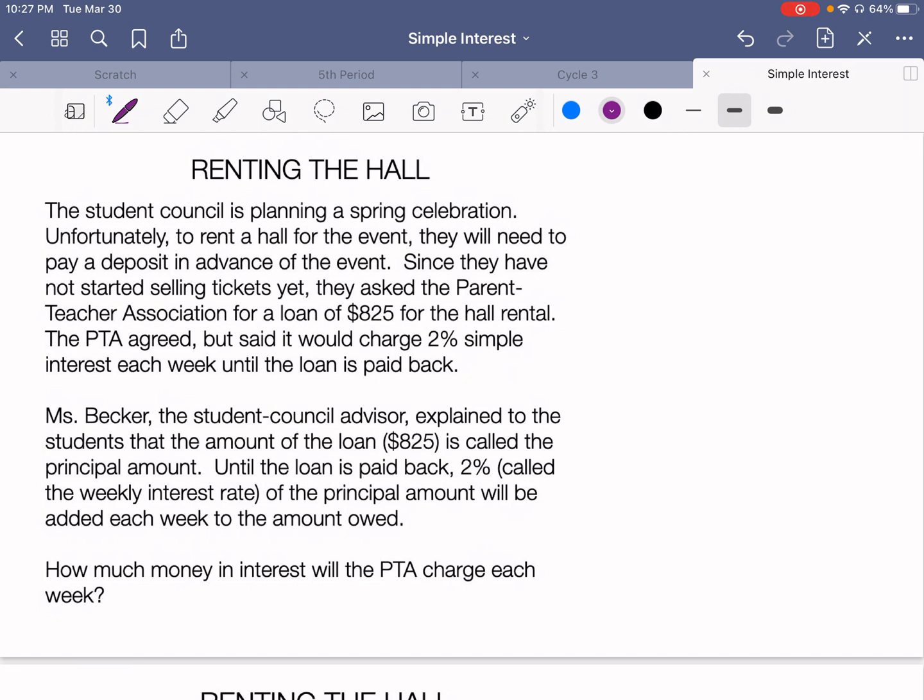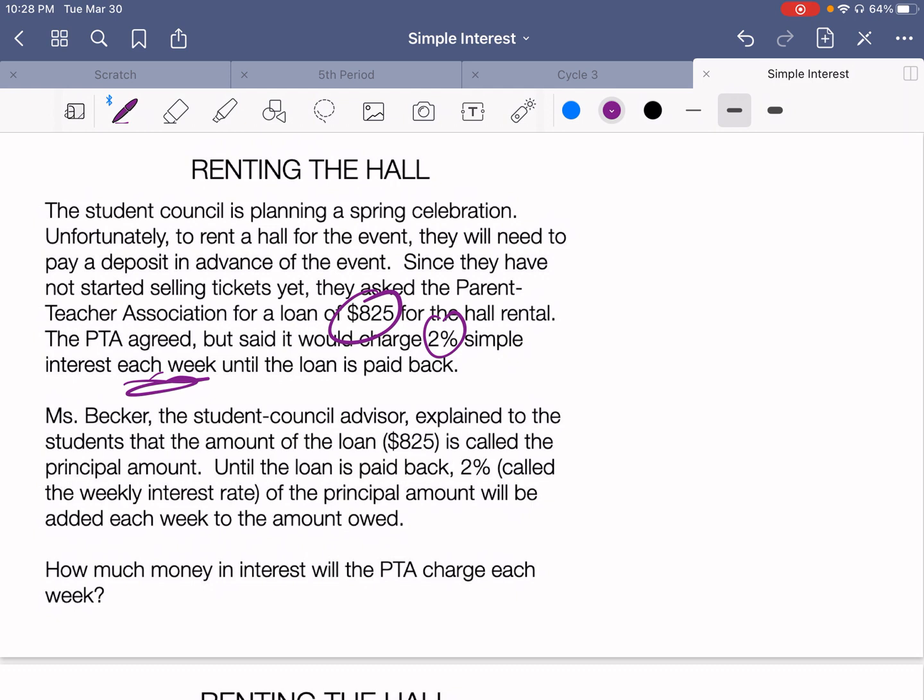All right, so renting the hall. Student council is planning on a spring celebration, but they need some money. So they go to the PTA and ask for $825 to rent a hall. The PTA agreed, but said it would charge 2% simple interest each week. That's important. Until the loan is paid back.